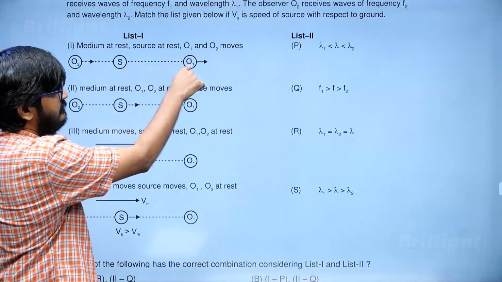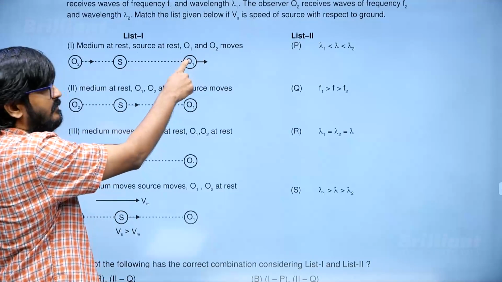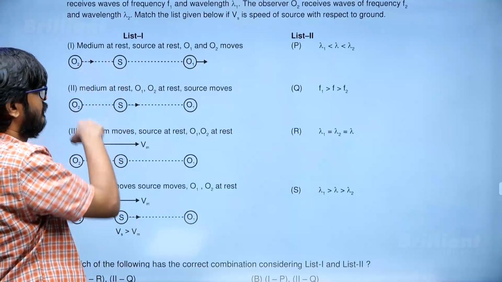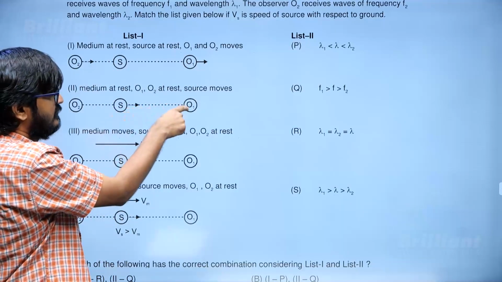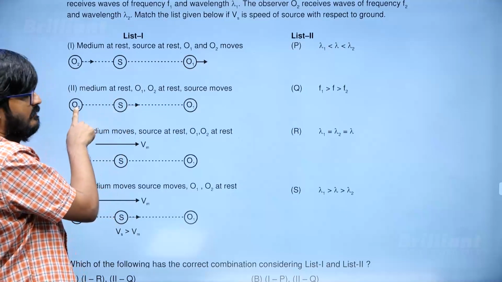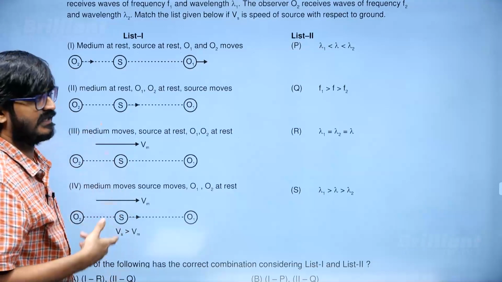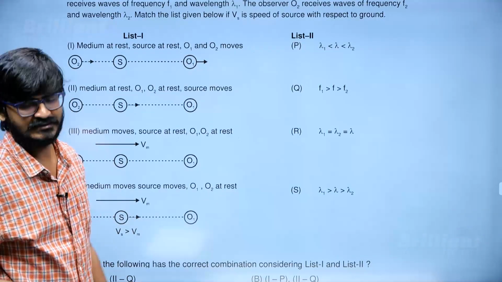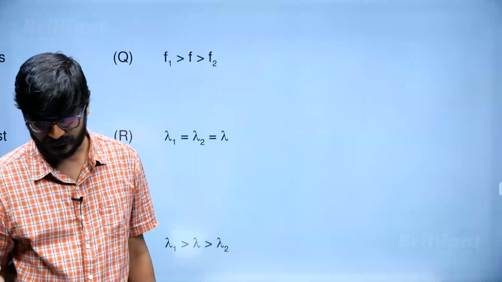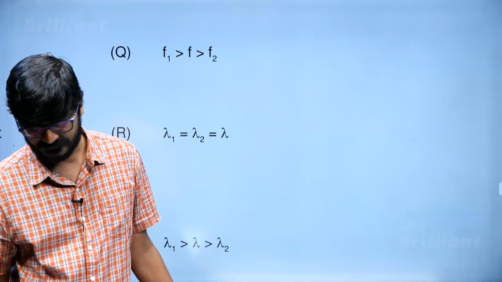Source is at rest, but this observer is moving away, so this frequency will be less. This frequency will be more. Source is moving towards, so this frequency will be more. This frequency will be less. So frequency things you can calculate, those are direct questions, right? Only wavelength is the problem. In all wavelength questions, what you can do, you can visualize it this way.